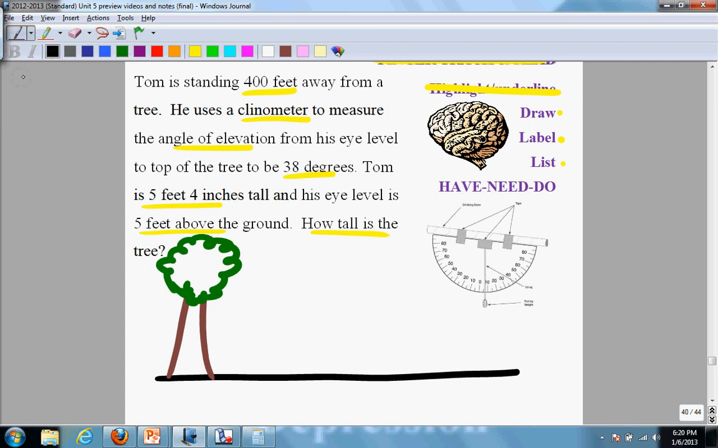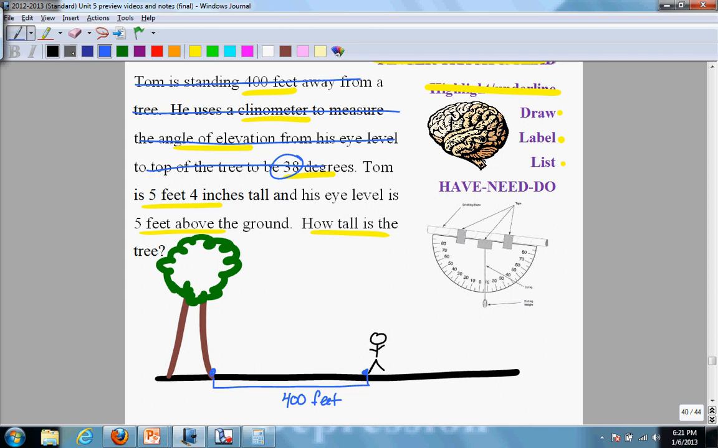And Tom is standing 400 feet away from the tree. So here's Tom, and he's standing 400 feet away from the tree. That's the horizontal distance from here to here. That's 400 feet. He uses a clinometer, finds the angle of elevation from his eye level to the top of the tree to be 38 degrees.